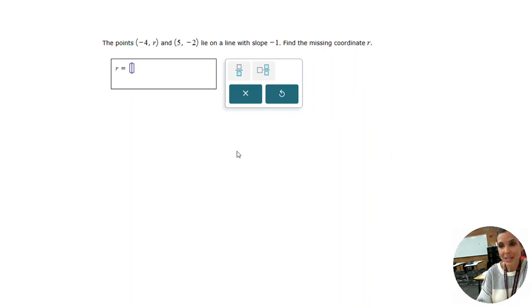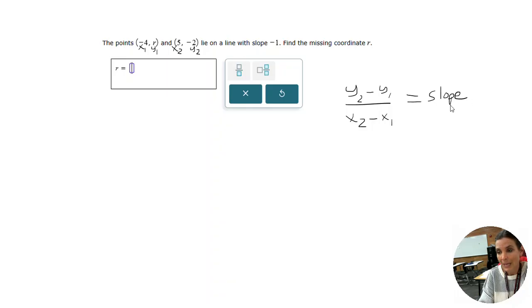Okay, I'm going to do one more. So the process for this is that you first label your ordered pairs, x of the first, y of the first, x of the second, y of the second, and then we use our slope formula, which is y of the second minus y of the first over x of the second minus x of the first. We're going to set that equal to slope. Okay, this is how we find slope. In this case, we know our slope is negative 1. So we're going to replace slope with negative 1 over 1.